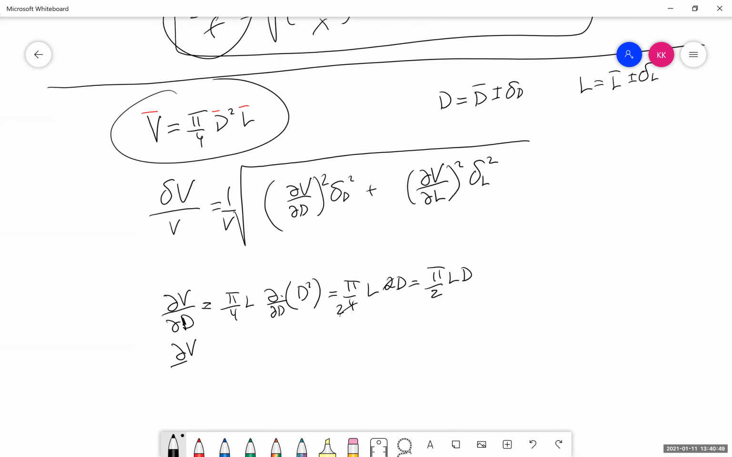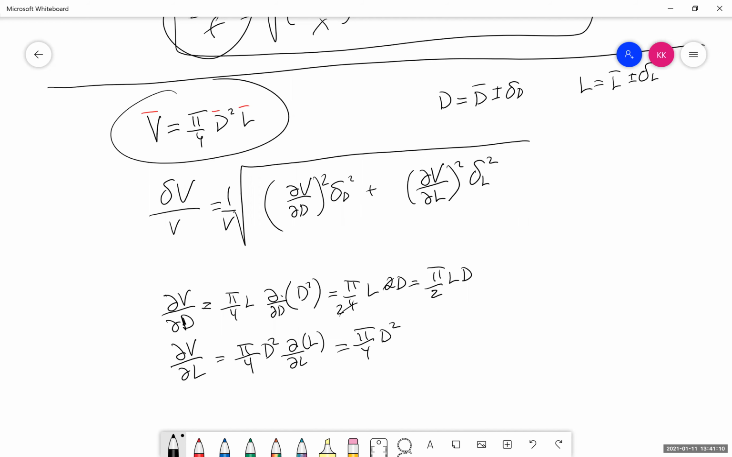Partial derivative of the volume with respect to L. So pi over 4, and everything is constant but L this time, right? Then D squared is a constant. Then I have the partial of just L, which means I'm going to get pi over 4 D squared, because the derivative of L with respect to L is just 1.